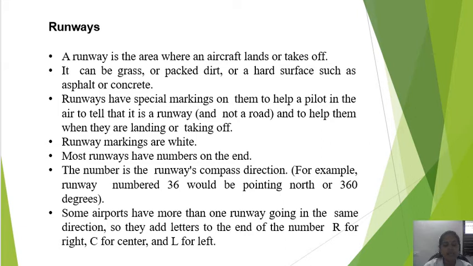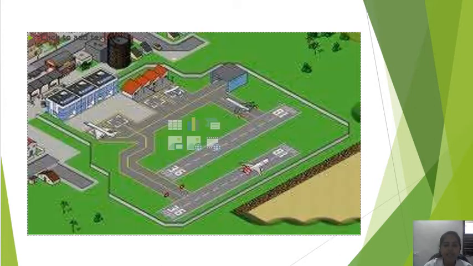As I told you, the runway has special markings, and these markings help the pilot in the air to tell that it is a runway and help them when they are landing or taking off. Runway markings are white in color, and most runways have numbers on the end. The number is the runway's compass direction. For example, runway number 36 would be pointing north, or 360 degrees. Some airports have more than one runway.